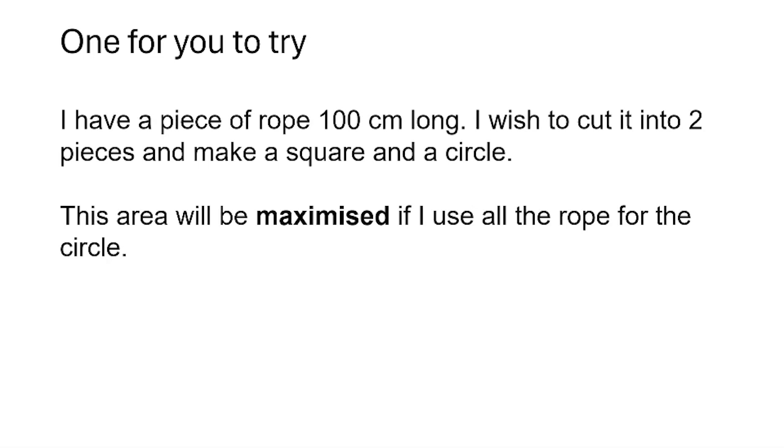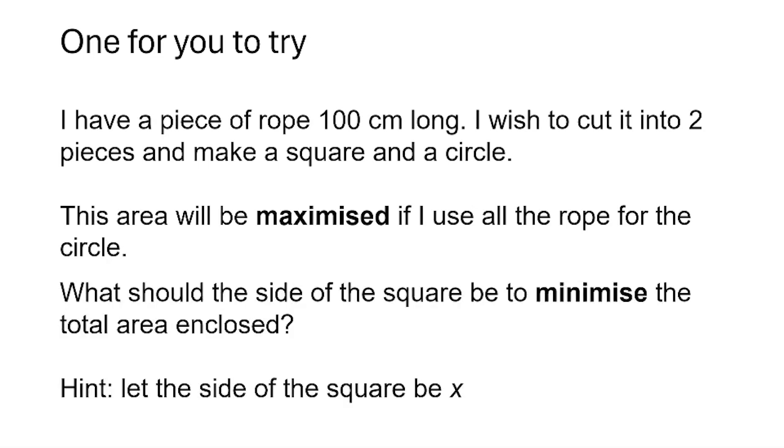Just to finally close it out, if I have a piece of rope 100 centimeters long, I wish to cut it into two pieces and make a square and a circle. Interestingly, if we use all the rope for the circle, that will give us the maximum area. What should the side of the square be to minimize the total area enclosed? As a hint, let the side of the square be x, and the answer you should get is 14.